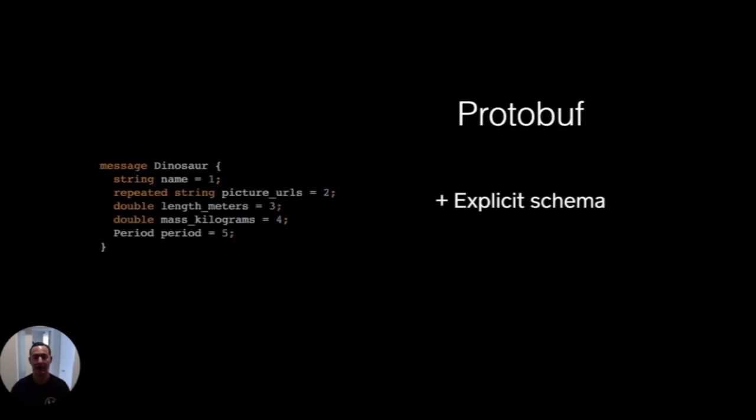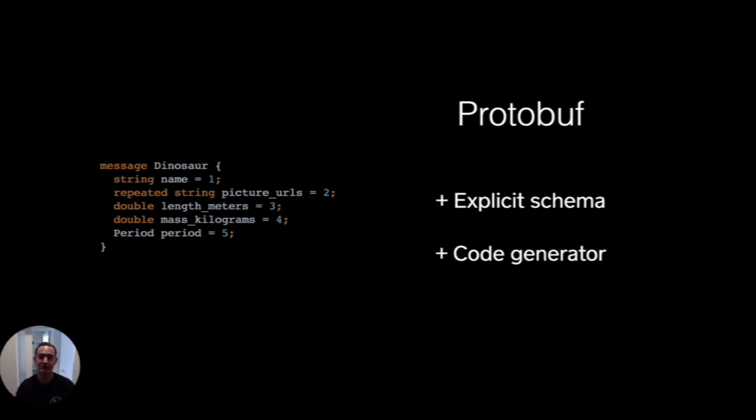Let's see how we can represent our dinosaur object in the Protobuf representation. You can see how it looks here. The thing that you see here is just the schema for that message. The schema in Protobuf messages is explicit. You have to declare what the fields are, and you also use something called tags, which are numeric values attached to every field.